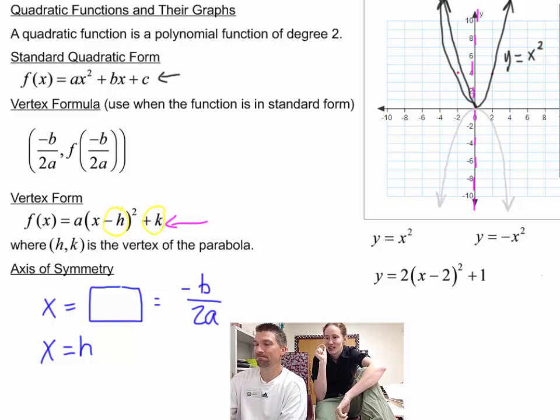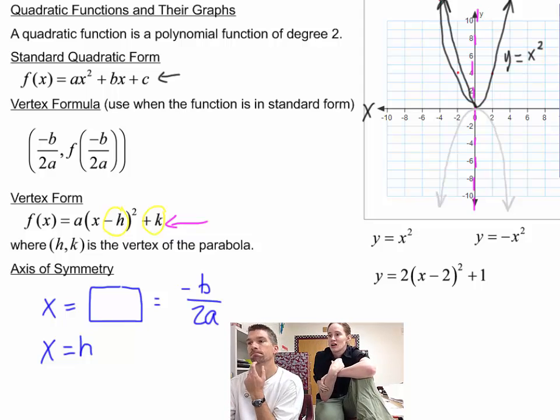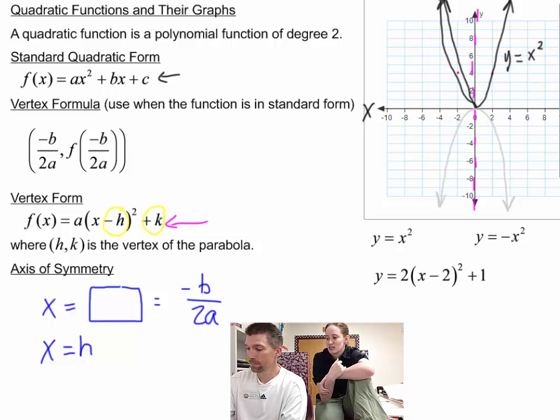The negative, if we remember back to our transformation rules, is not inside the parentheses, and so this is a reflection over the x-axis. That just means if you see a negative in front of the x squared, it is a parabola pointing down. And so our axis of symmetry, since we didn't move left or right, is still at x equals 0. Yep.